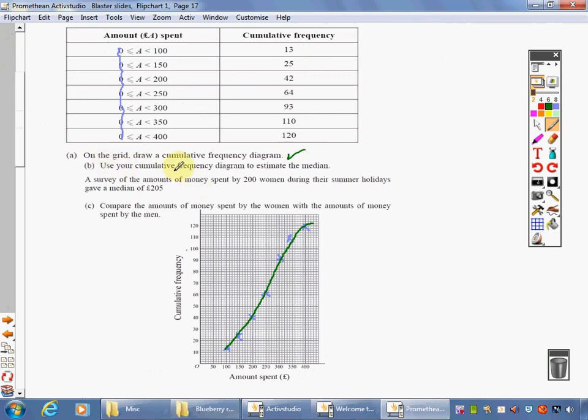B. Use your cumulative frequency graph to estimate the median. Now the median is the middle value. I've got 120 people altogether, so the middle person will be the 60th. Now in the exam I want to get a ruler and draw that line across there to my line, and then get a ruler and draw down to see where I am.